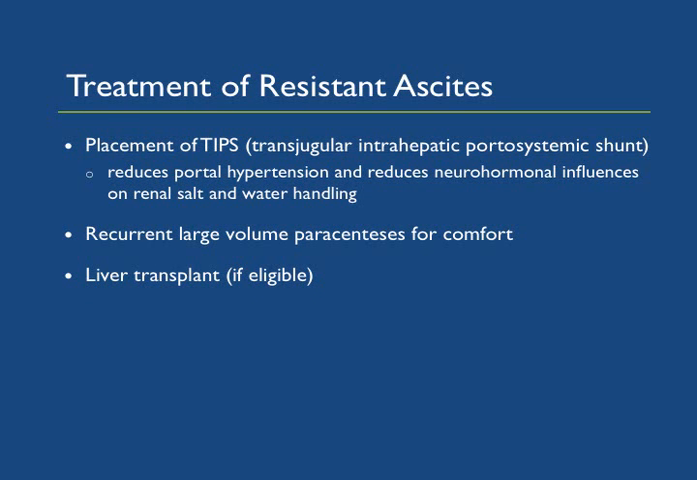Treatment of resistant ascites includes placement of a TIPS, a transjugular intrahepatic portosystemic shunt. This reduces portal hypertension and reduces the neurohormonal influences on renal salt and water handling. Recurrent large volume paracenteses can be done for comfort, and liver transplant would be the ultimate treatment if applicable and if the patient is eligible.